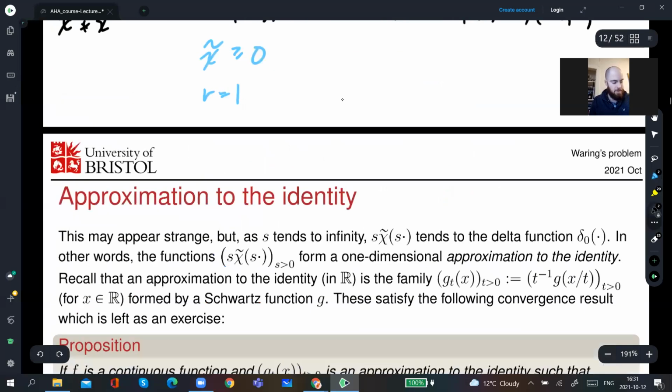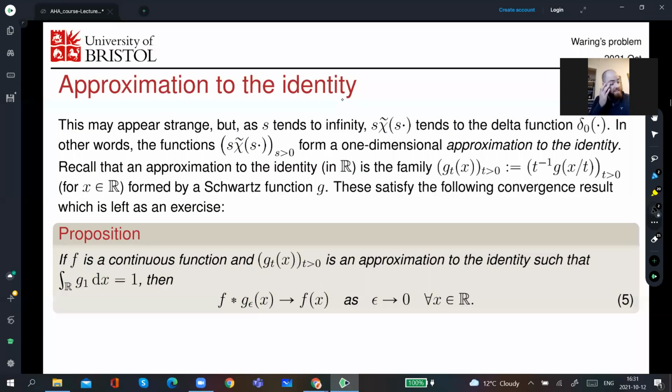Okay, so how do we see that? Well, this chi and the Fourier transform of it, which you can think of as a Gaussian, so that its Fourier transform is just itself, that the Fourier transform of e to the minus pi x squared is, again, e to the minus pi x squared. Then what happens is, when I look at these functions, s times the Fourier transform of chi multiplied by s in the argument, this tends to the delta function as s tends to infinity. So these form what's called an approximation to the identity.